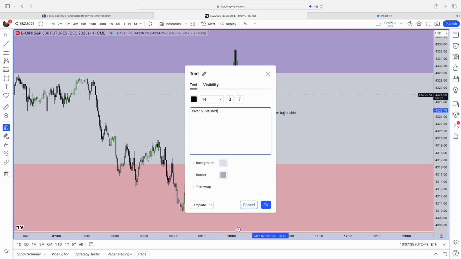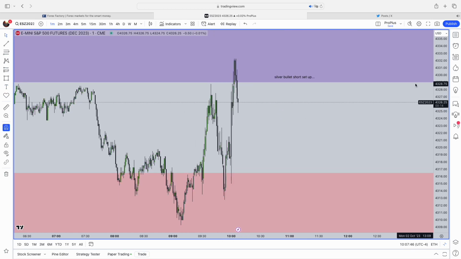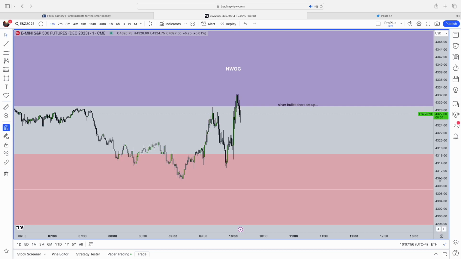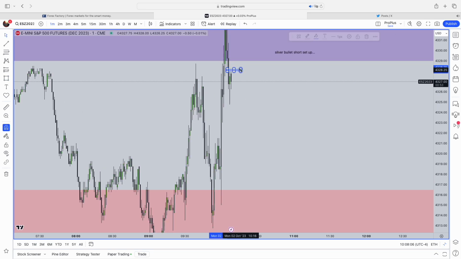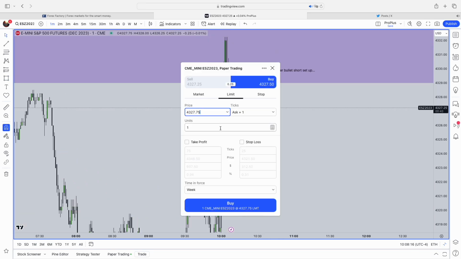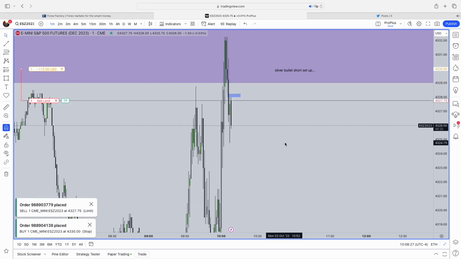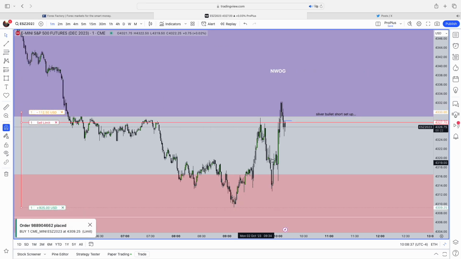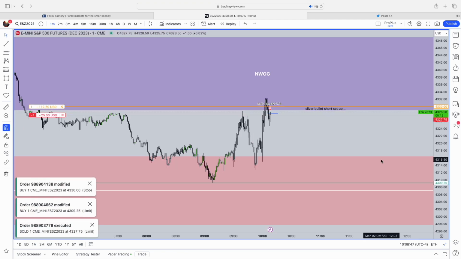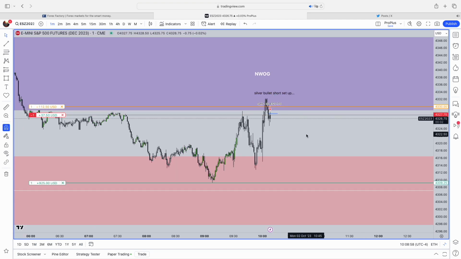Yo, so this video today, I'm shorting the E-mini S&P using the ICT silver bullet setup between 10 a.m. and 11 a.m. New York time. So there was news at 10 a.m. and it ran high, took out the buy side, and it tapped into the new weekly opening gap as well. So I thought that was manipulation.